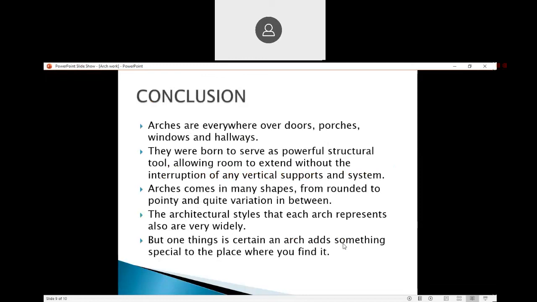Coming to the conclusion, ma'am. Arches are everywhere over doors, porches, windows, and hallways. They were born to serve as powerful structural tools, allowing rooms to extend without the disruption of any vertical supports and systems. Arches come in many shapes, from rounded to pointy and quite a variation in between. The architectural style that each arch represents also varies widely. But one thing is certain, an arch adds something special to the place where you find it.